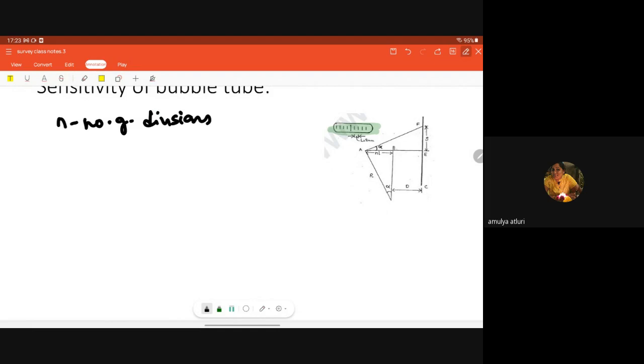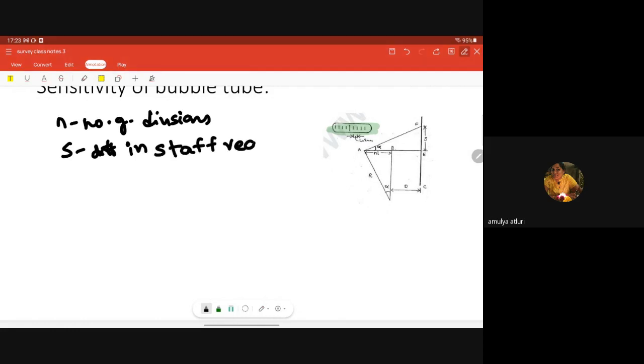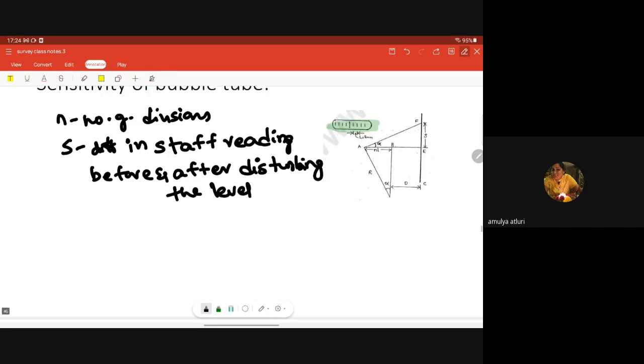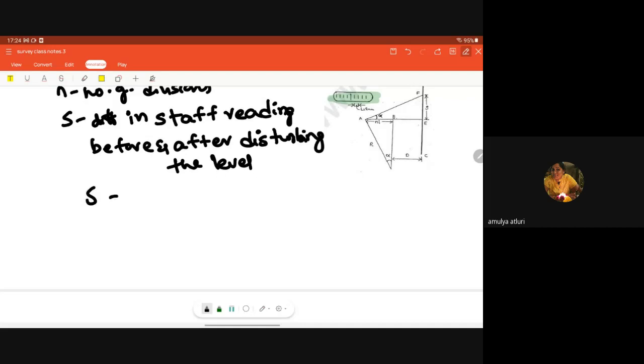Divisions. Let us consider N as the number of divisions, and S as the difference in staff reading before and after disturbing the level. So generally S is equal to CF minus CE. You can see it, S is equal to CF minus CE.